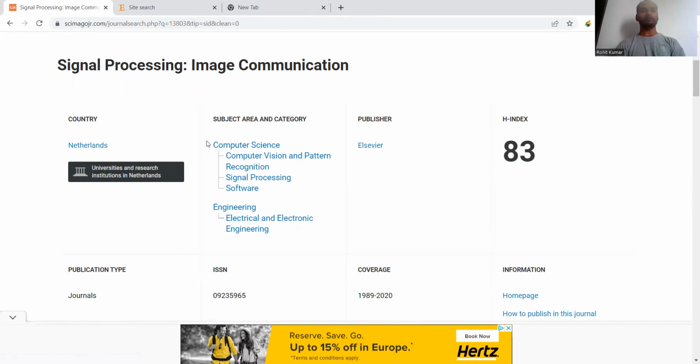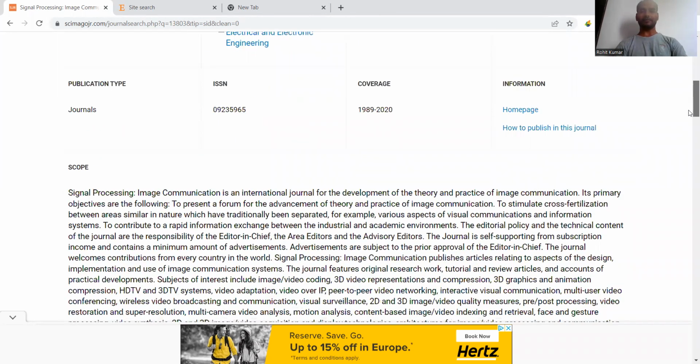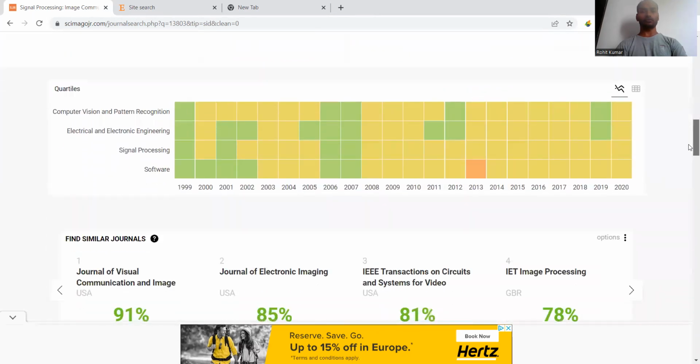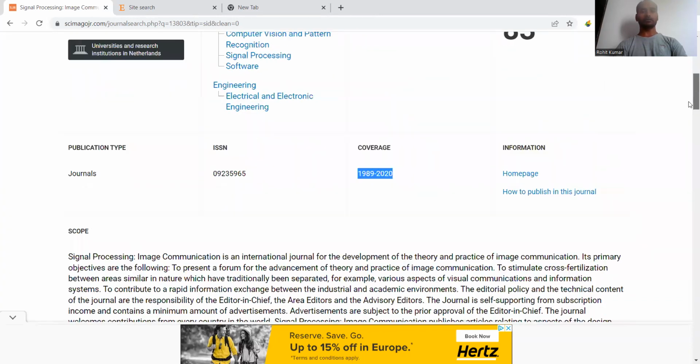Then the subject area provides two tracks, computer science and engineering. Under computer science, you have computer vision and pattern recognition, signal processing and software. In engineering, you have electrical and electronic engineering. Coming down, the journal's coverage is provided. Quite an old journal, you can see 1989 to 2020. The homepage and other details are provided. Scope we have already seen, so we don't need to go into this. Then these are the different quartiles with respect to the two tracks, computer science and engineering.